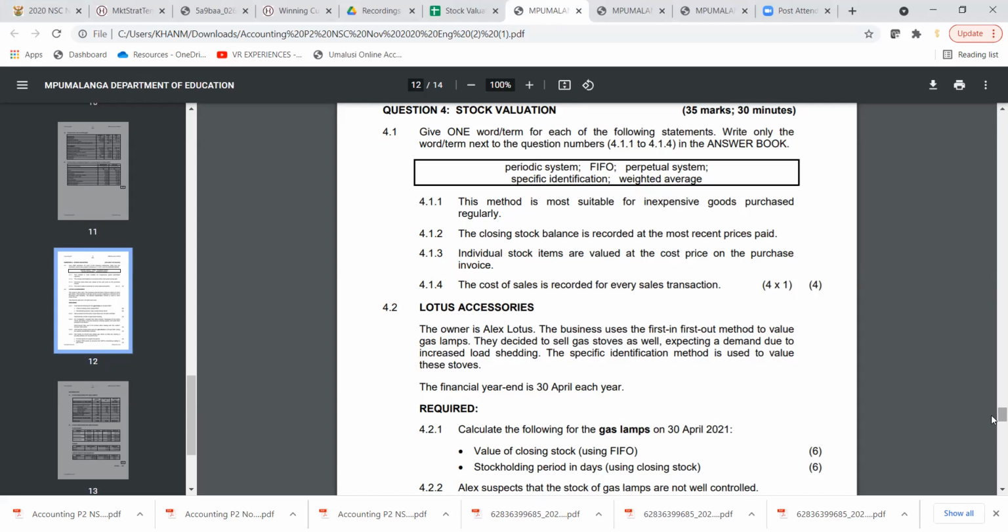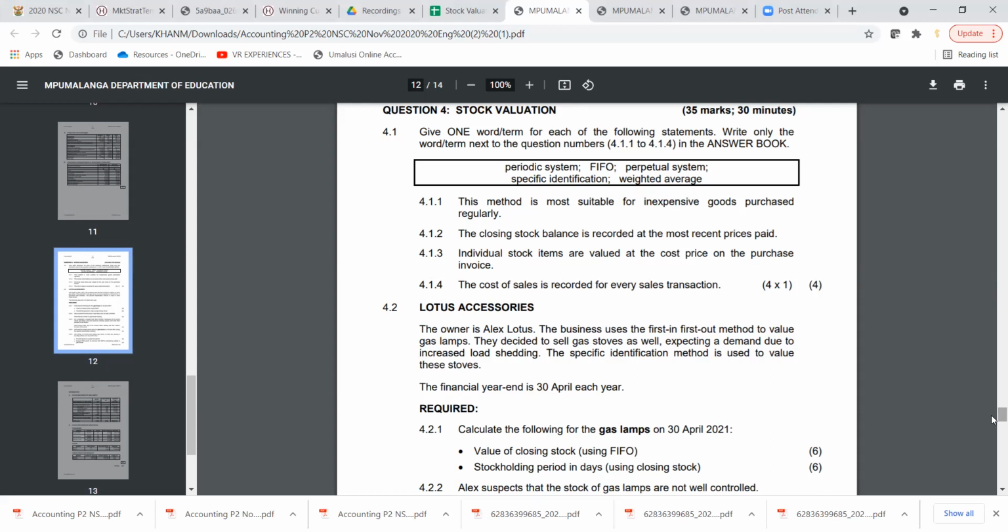So that is basically the periodic system and the perpetual system. It's just how we account for inventory and cost of sales. With the perpetual system, inventory is updated every time there's a sale or a purchase, and cost of sales is updated every time there is a sale. Whereas with a periodic system, inventory and cost of sales are only updated at the end of the year. And when we buy inventory, we take it to the purchases account. Okay, so that's important.